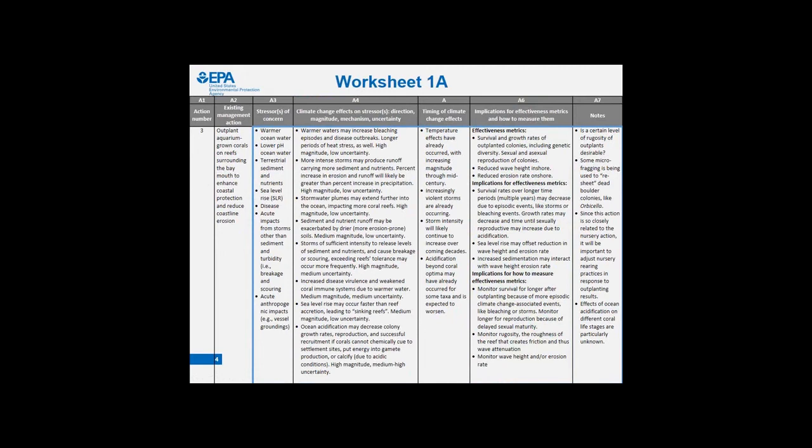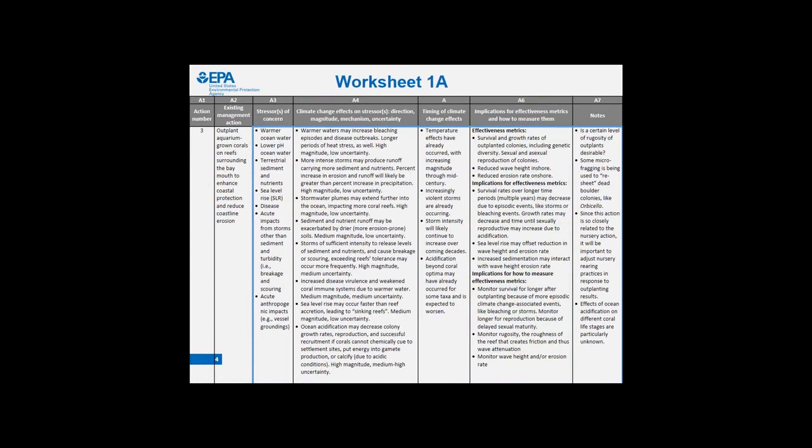The next one, sediment and nutrient runoff may be exacerbated by drier, more erosion-prone soils. So as deeper droughts occur as a result of climate change, the soils may become more prone to runoff as a result of those droughts. Medium magnitude and low uncertainty. Storms of sufficient intensity to release levels of sediment and nutrients and cause breakage and scouring may exceed reef's tolerance and may occur more frequently. So larger, more powerful storms, making it harder for the reefs to cope with their impacts. Have a high magnitude and a medium uncertainty.